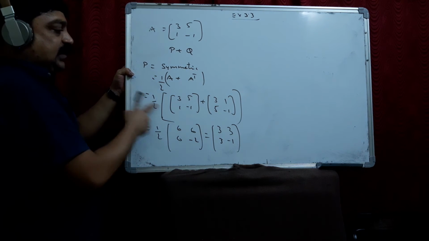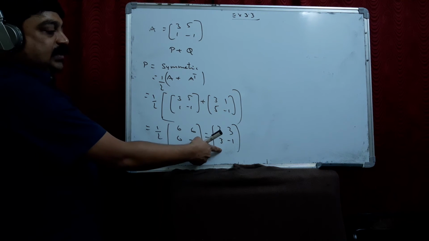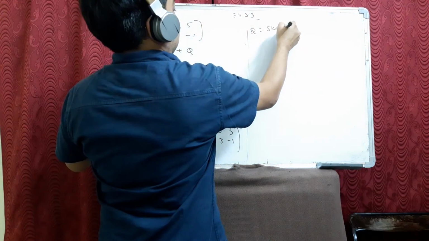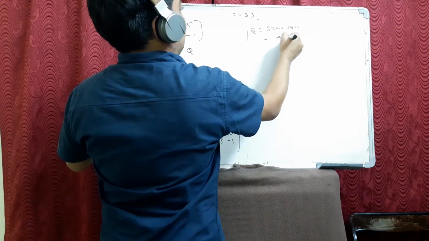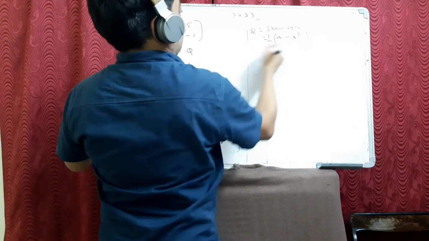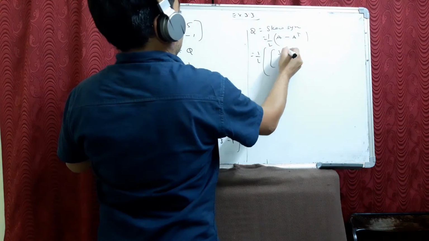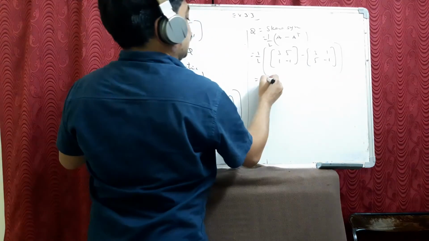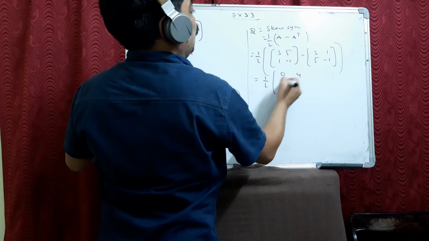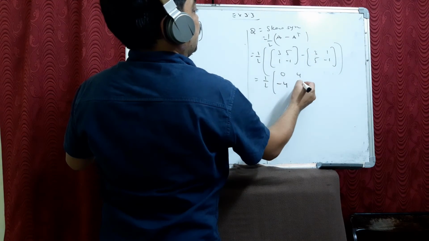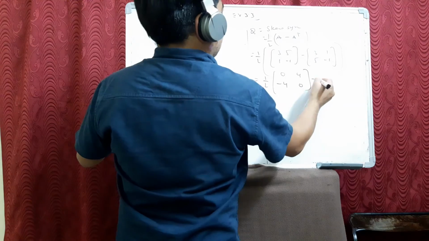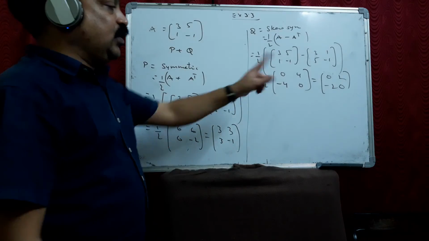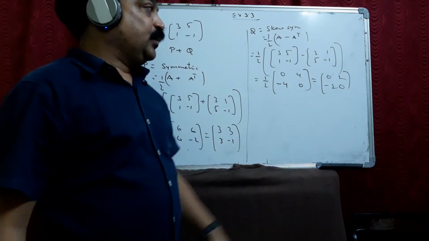Now, is it a symmetric? Yes, even if you take transpose, it is a symmetric. Now, what is Q? Skew symmetric, that is A minus A transpose by 2. So 1 by 2 of A, 3 5 1 minus 1, minus 3 5 1 minus 1 transpose. It becomes 1 by 2 of 0 4 minus 4 0, minus 1 plus 1. So it becomes 0 2 minus 2 0. Is it a skew symmetric? Yes. When you take transpose of this, you will get minus Q.